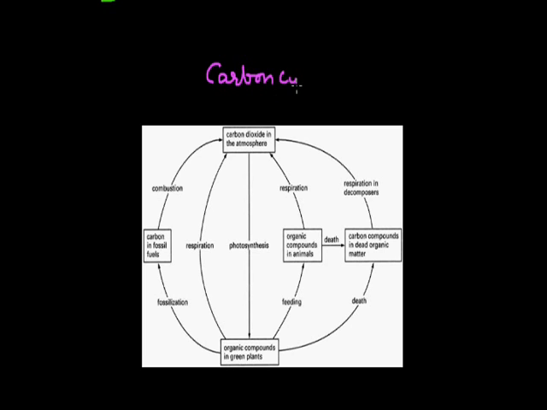In this carbon cycle, carbon dioxide gas is present in the atmosphere. It converts into organic substances through the process of photosynthesis. During photosynthesis, carbon dioxide is converted into the glucose molecule or organic compound. We call it food or glucose. This glucose or organic matter is utilized by living beings as food, and this food becomes oxidized during respiration and produces carbon dioxide. So this is the production of carbon dioxide by living beings during respiration.